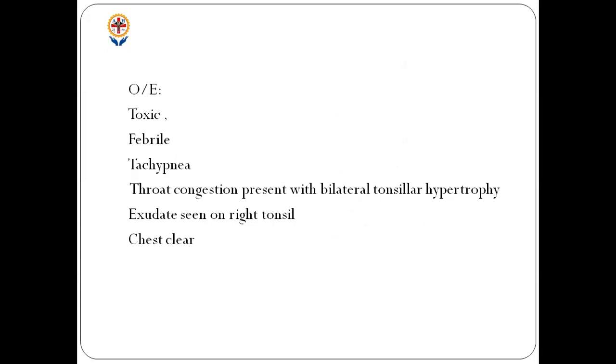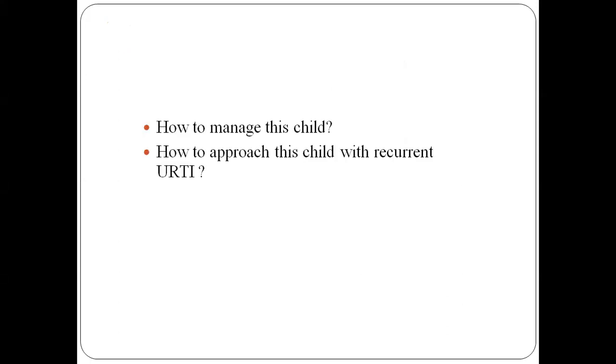On admission, on examination, the child is toxic and febrile, has tachypnea and throat congestion with bilateral tonsillar hypertrophy, and exudate is seen on the right tonsil. On examination, the chest is clear. So how to manage this child? What is the diagnosis for this child?